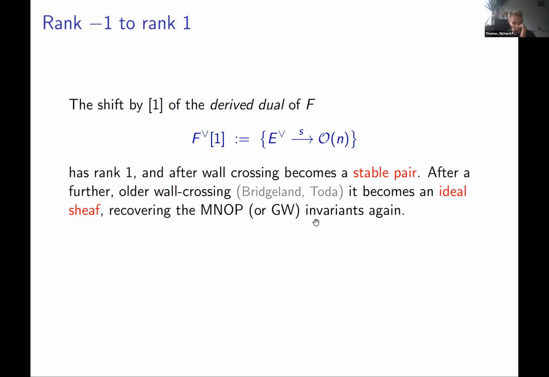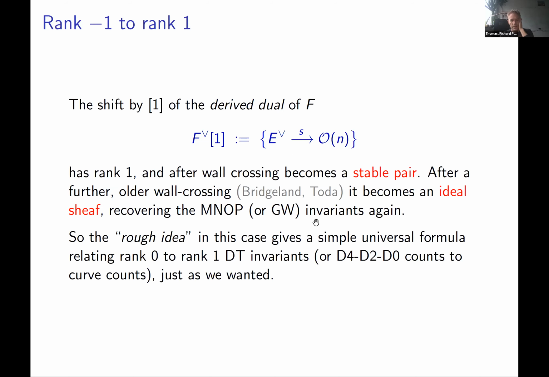it becomes one of those ideal sheaves that I was talking about before. And so now we're just counting rank one sheaves and really curves again. We're really doing curve counting in the Hilbert scheme. And so in this case, what you find is a universal formula relating rank zero to rank one.